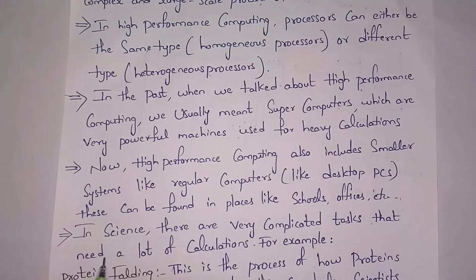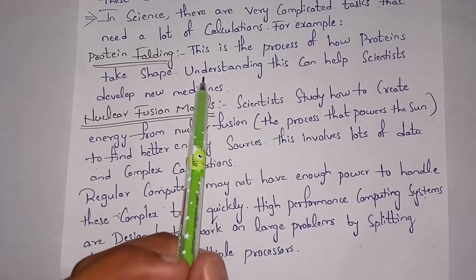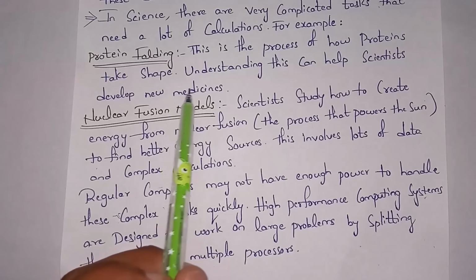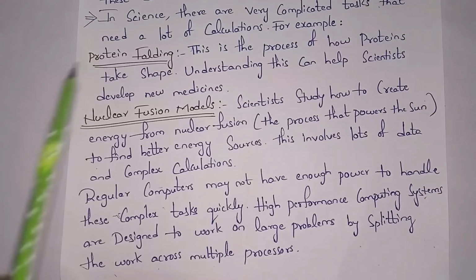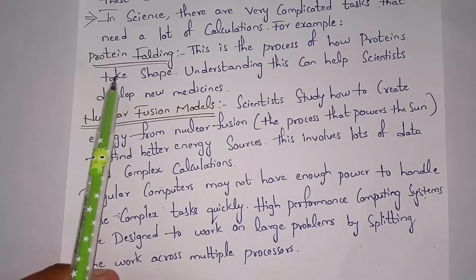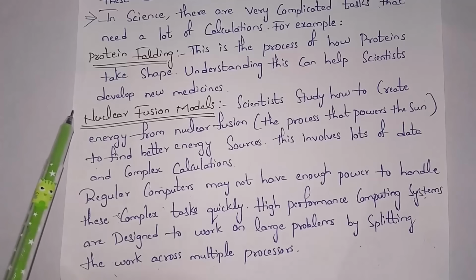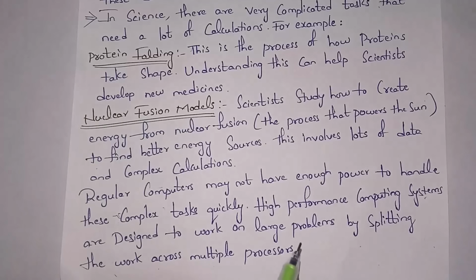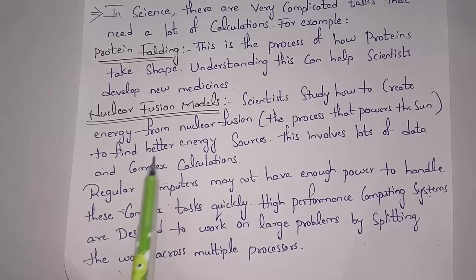Guys, in science, for complex problems, you need to perform lot of calculations. For example, let us say protein folding. Guys, protein folding is the process of how protein takes shape. So if scientists understand this, then they can develop new medicines. So for protein folding, we need high performance computing in order to perform lot of calculations. And next scientific task is nuclear fusion models. Guys, nuclear fusion is nothing but we will generate energy by using sun. So even for this process, scientists must perform lot of calculations. So for this they need high performance computing.